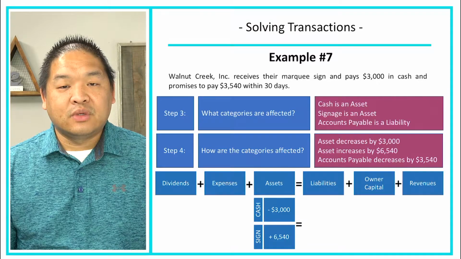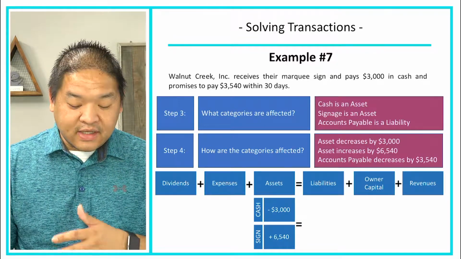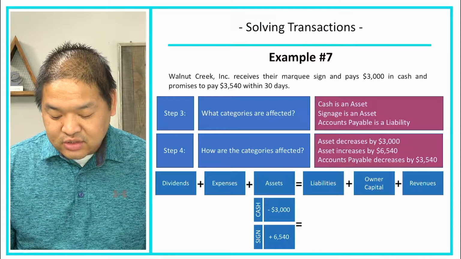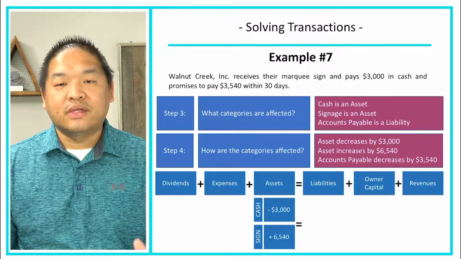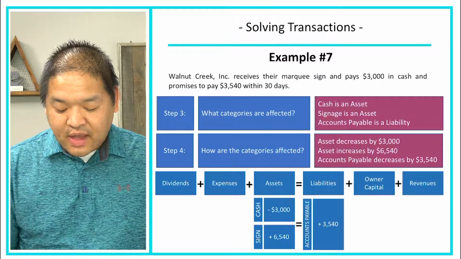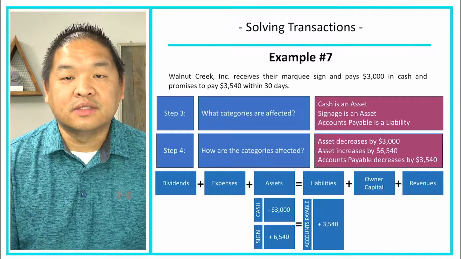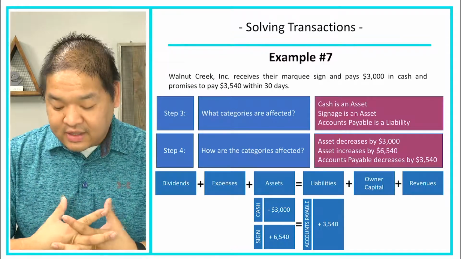Now what's left? Well, we have an accounts payable. It's a liability, so it's going to go in the liability section. So the liability is going to go up or down? It's going to go up, okay? So the liability is going to go up by $3,540.